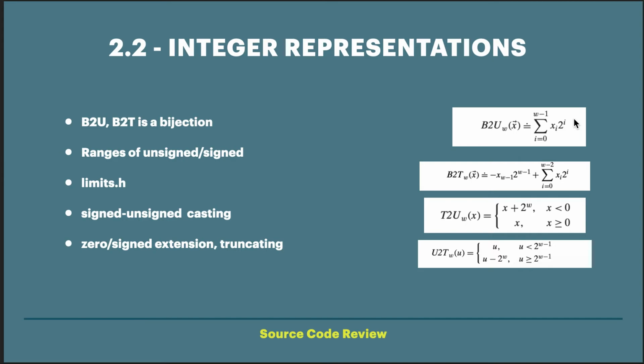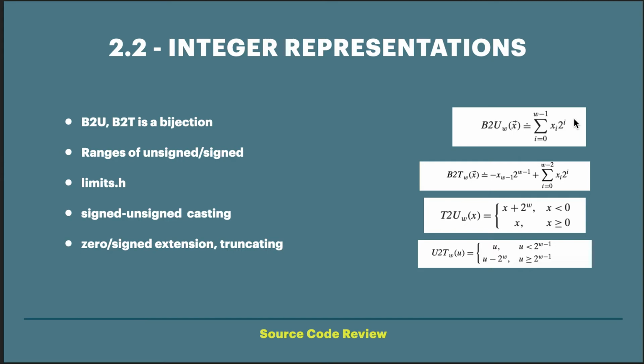And these functions, B2U and B2T, are a bijection, by the way, and that means there's a 1-to-1 correspondence between all inputs and outputs, which you would hope for in a function that shows you how to represent numbers.